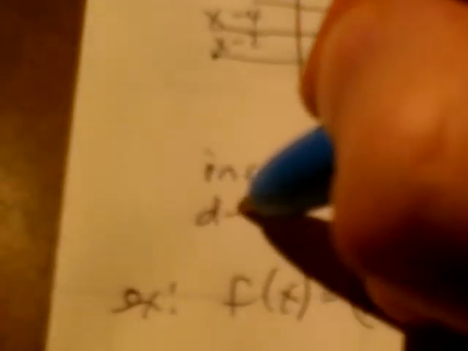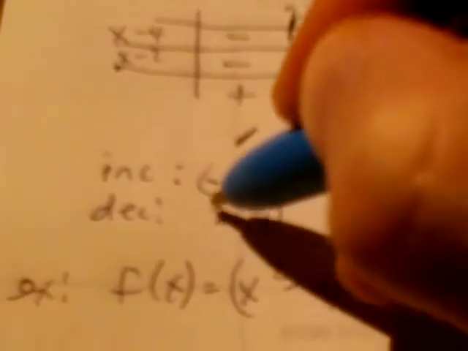So we can see that we are increasing from negative infinity all the way to here. So that's increasing from negative infinity to 2. And we're also increasing from 4 to infinity. And we're decreasing in the other places. So we're decreasing, well, actually only right there, between 2 and 4. So we're decreasing from 2 to 4.